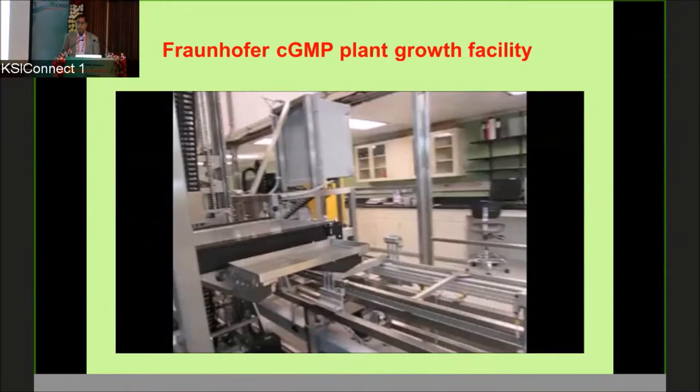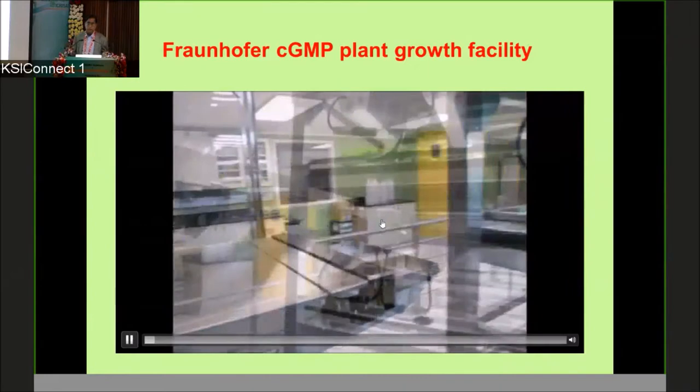So once we produce lettuce, this facility, Fraunhofer, is near our lab. We give the seeds, robots sow them, and then they are all hydroponically grown. This is an FDA approved facility. And once these robots move these trays around, they are automatically harvested, and you collect the biomass.